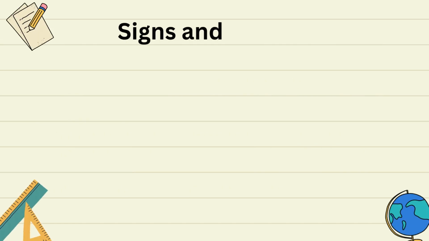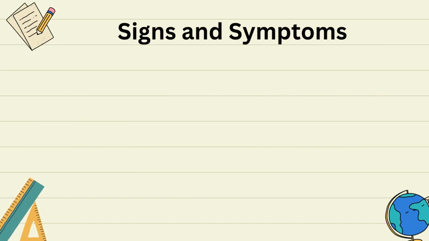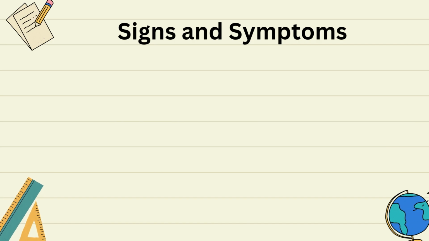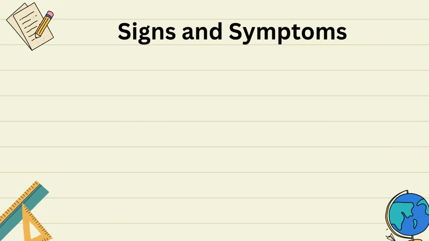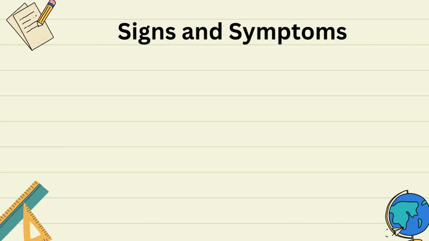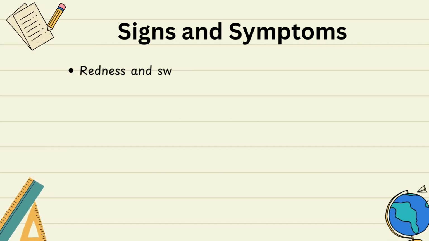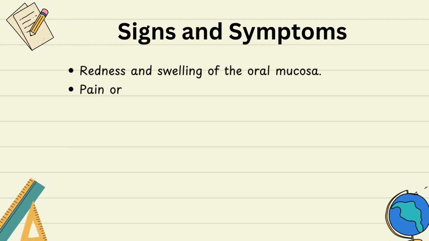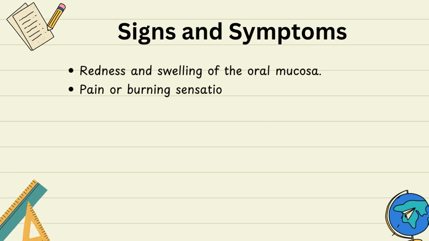Let's now look at how stomatitis presents clinically. What do we see and hear from the patient when this condition occurs? The signs and symptoms of stomatitis can vary depending on the underlying cause, but generally, patients may experience the following: redness and swelling of the oral mucosa. This is due to inflammation, often visible on the inner cheeks, tongue, gums, or lips.